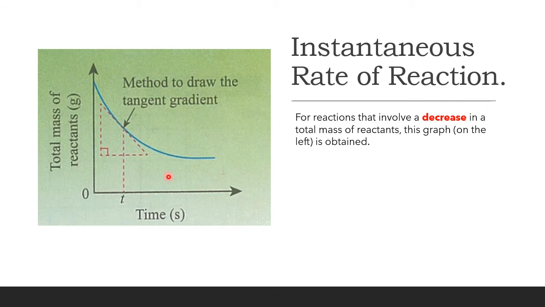This is how you draw a tangent for a decrease in a total mass of reactant. So kalau decrease in total mass, dia punya graph jadi macam ni. Jadi tangent nak lukis kat mana? Tangent terus lukis di belah bawah ni. Bukan dekat sini. Alright.